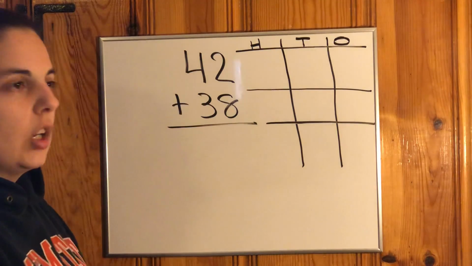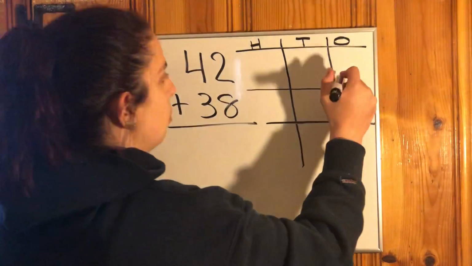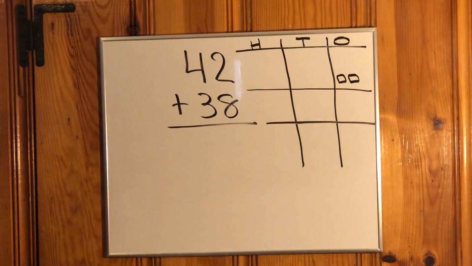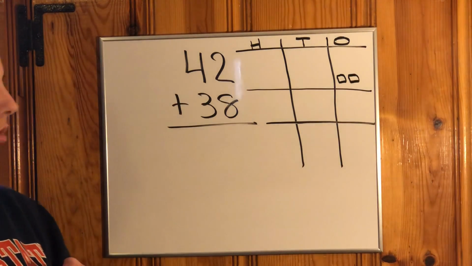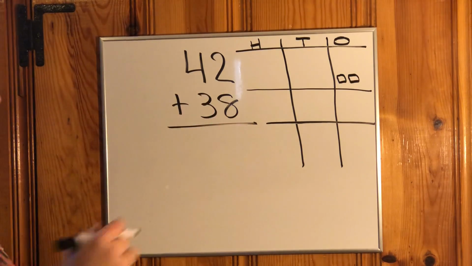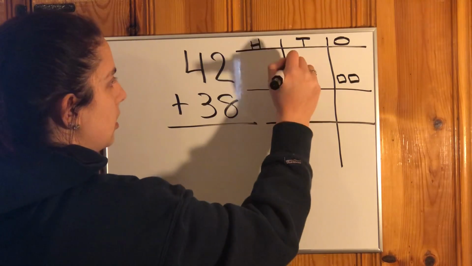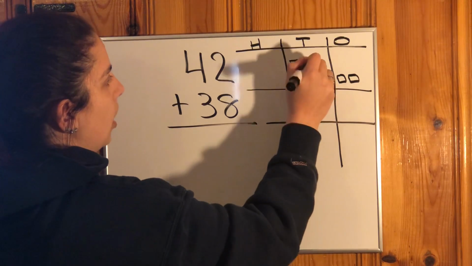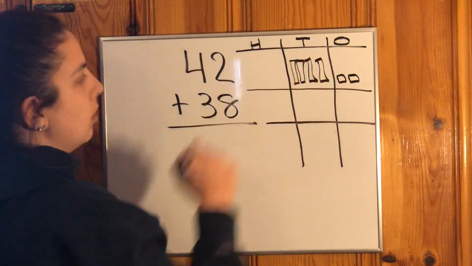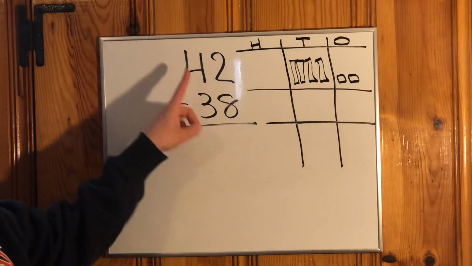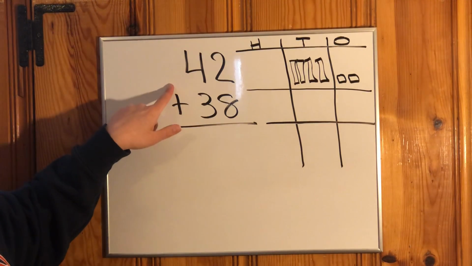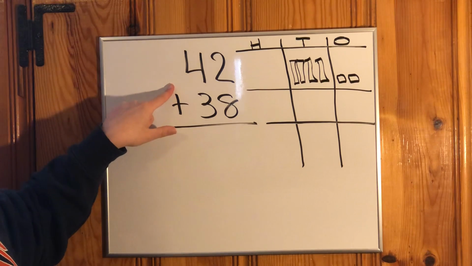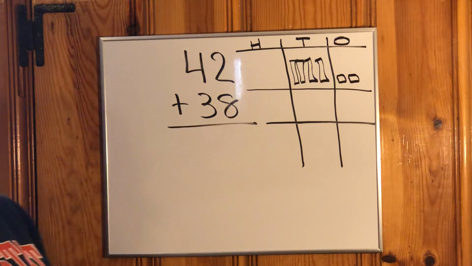So back to 42, it has 2 ones, so I'm drawing 2 small squares. How many tens are in 42? 4 tens. So we're drawing 4 rectangles, skinny rectangles. Remember, these are our tens rods. They don't have to be perfect. Okay, so that's the tens place. Is there anything in the hundreds place? No. So do we need to draw anything right now? No. Now we can move on to 38.